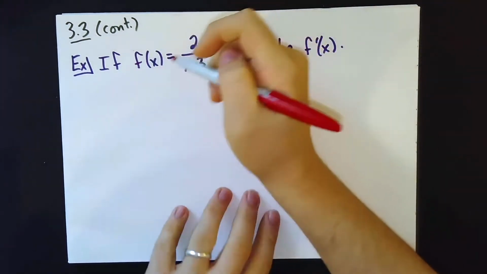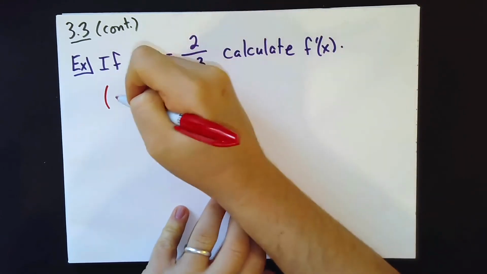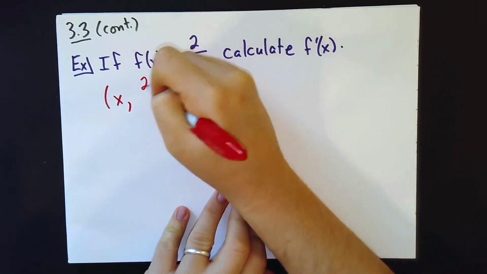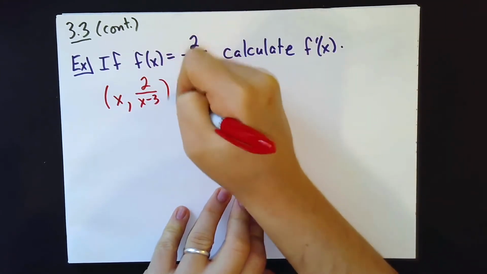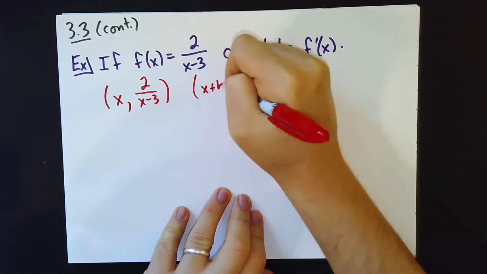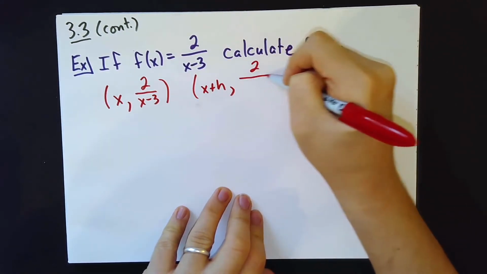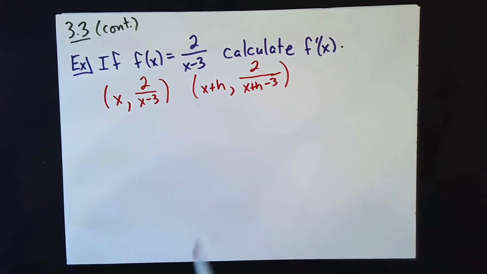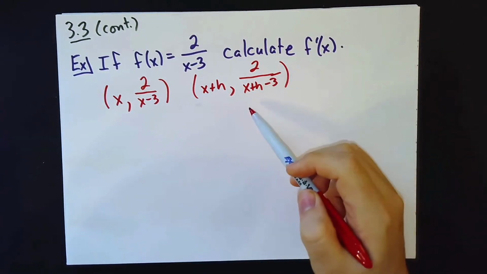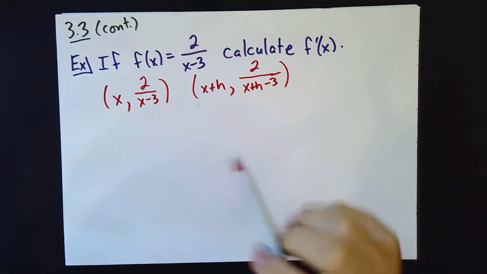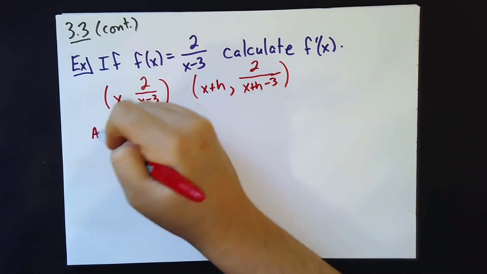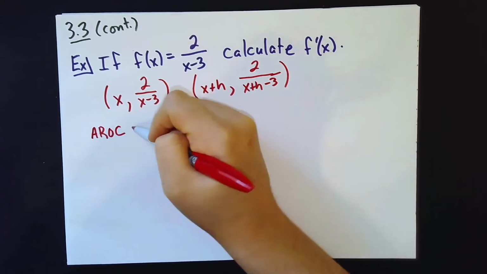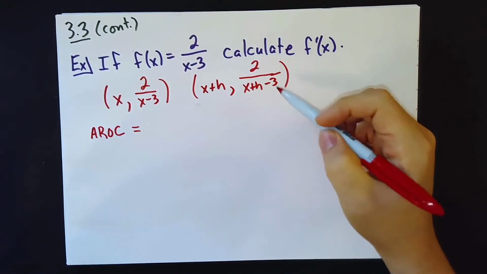So we're going to take 2 points. Again, remember, we'll take x and f of x. And then we will take x plus h, and then f of x plus h. Okay, so we've written down our 2 points. Nothing I can really do to simplify this, unfortunately, so I'm going to leave it just like that. So I'll calculate the average rate of change between these two things.